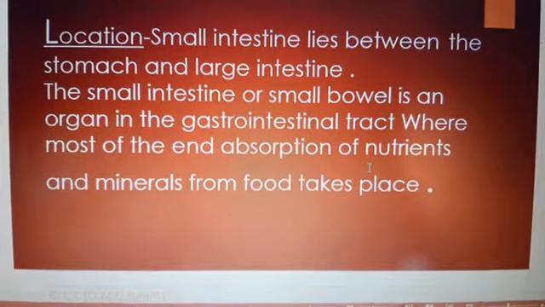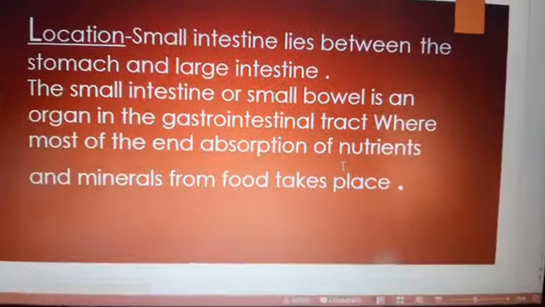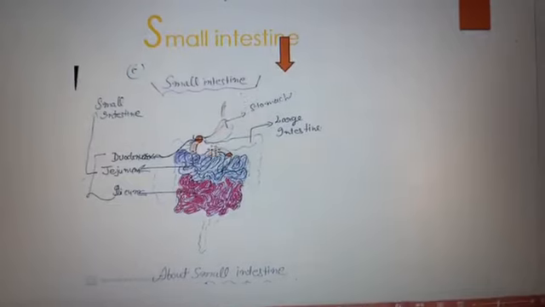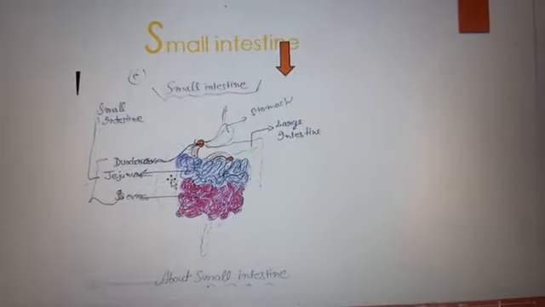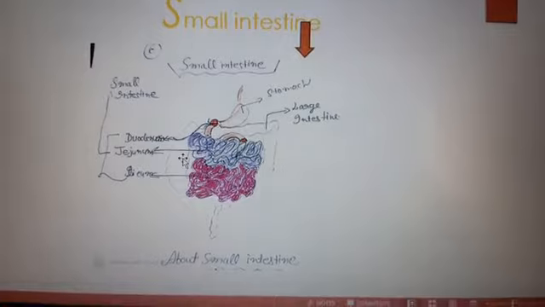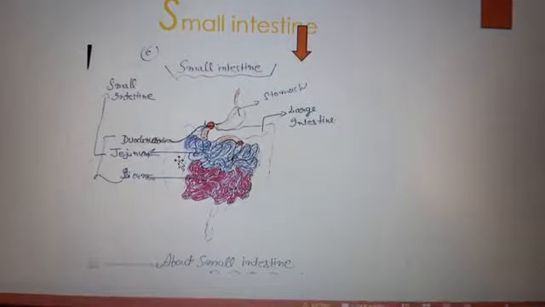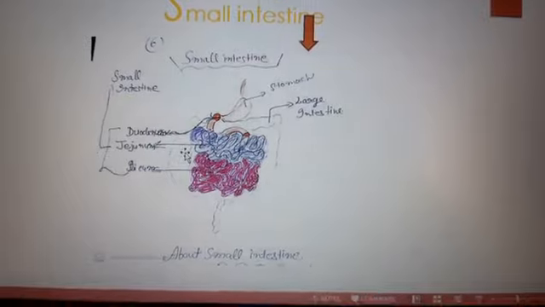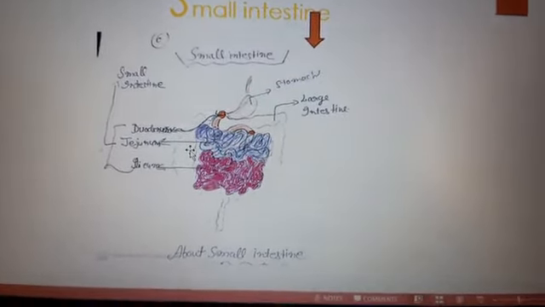So mostly nutrients are absorbed by the small intestine. It is located between the stomach and large intestine. This is the stomach, and in this diagram we can see the large intestine. So the small intestine lies between the stomach and large intestine. Its main function is absorption of nutrients from the food.